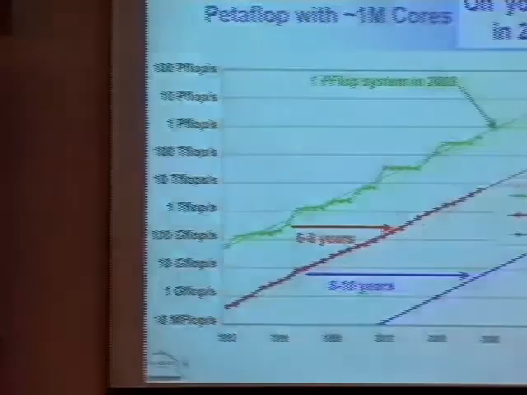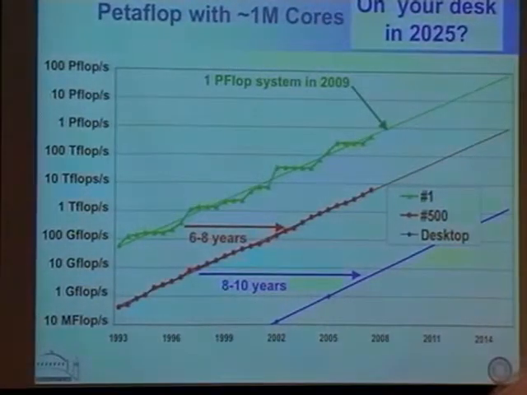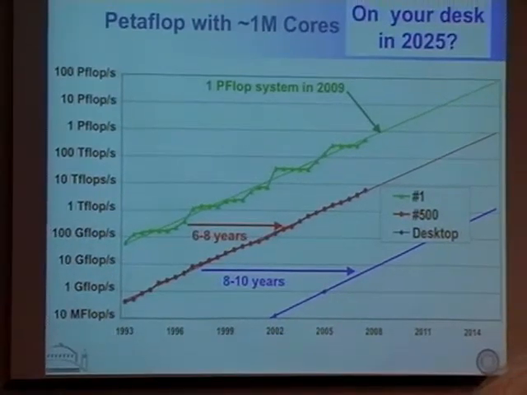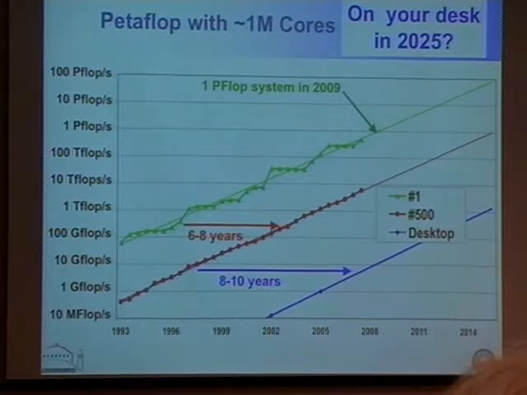Perhaps even more dramatic is what a typical desktop has: there's about an 8 to 10 year lag between the 500th machine on the Top 500 list and whatever your desktop provides. This bottom blue line shows desktop performance. So what this means is that you may have a petaflop machine on your desktop in about 2025. For those of you who are students, you should be thinking about what to do with a petaflop on your desktop in about 2025. The question, of course, is will anybody care enough to actually build these things? There are also many technical challenges in order to get there.